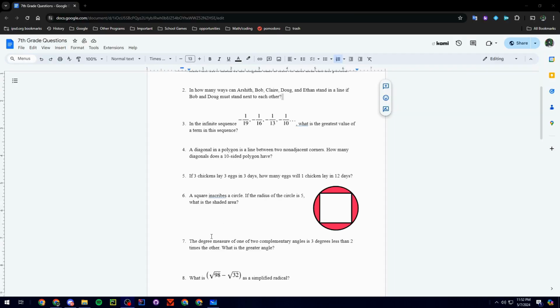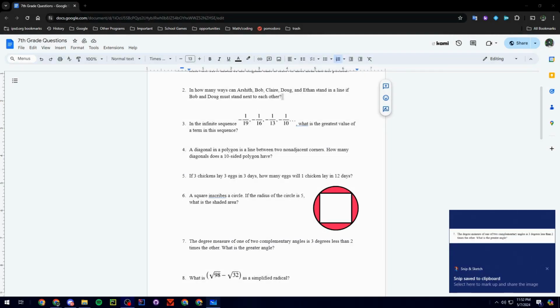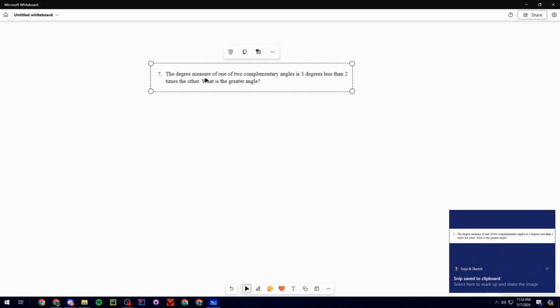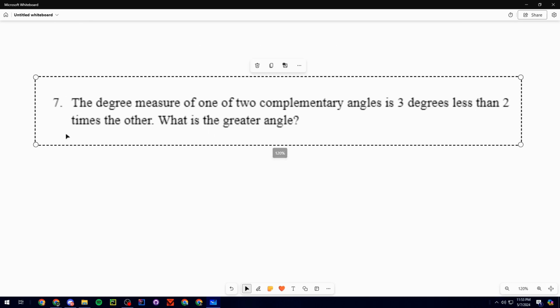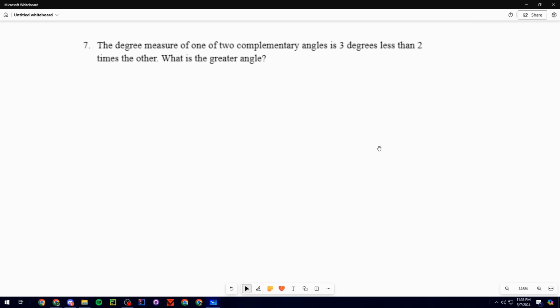Okay. The degree measure of one of the two complementary angles is 3 degrees less than 2 times the other. So this is using a bit of geometry. And this is a 7th grade competition, so this is more for those in math team, but it's okay. I'll just show you how to do it.